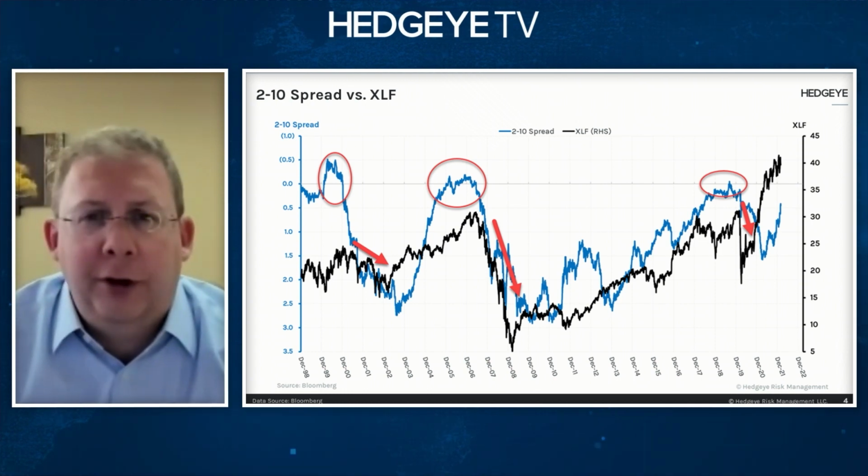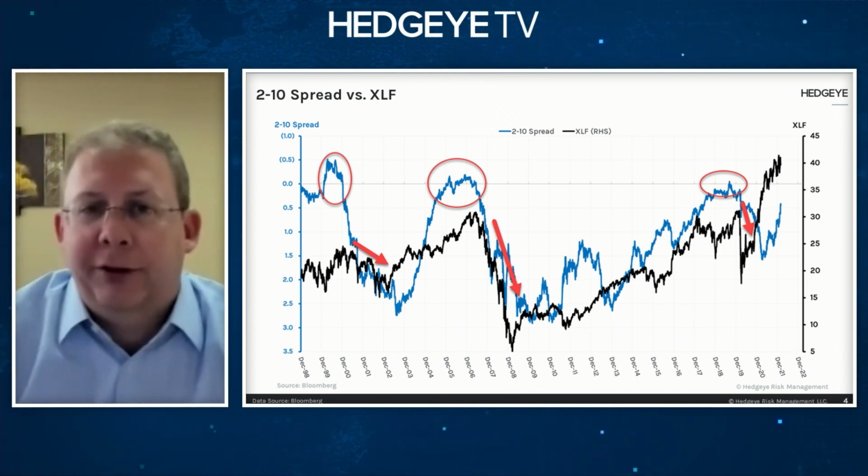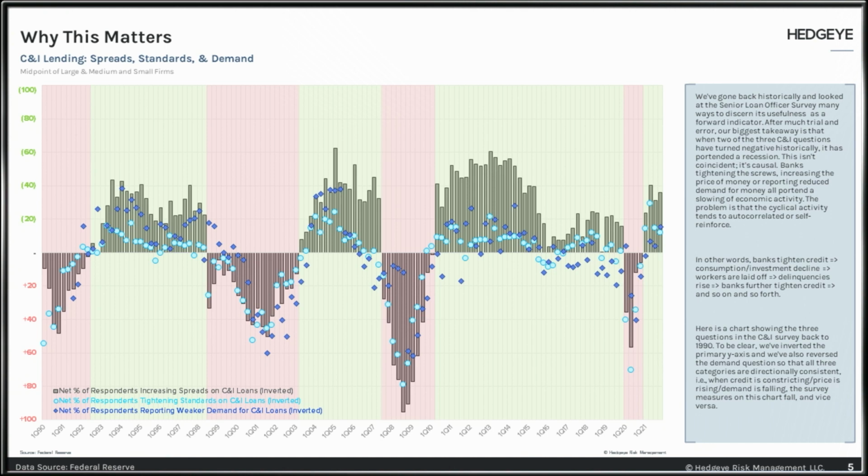Then there's also a pro-cyclicality to lending. So if you go to the next slide, this is actually looking at the senior loan officer survey data going back to 1990 for C&I lending. And we're looking at standards, spreads and demand. So what are your underwriting standards? Are they tightening or are they easing? What are your lending spreads? Are they widening or are they narrowing? And what is the demand you're seeing for C&I loans? Is it growing or is it shrinking?